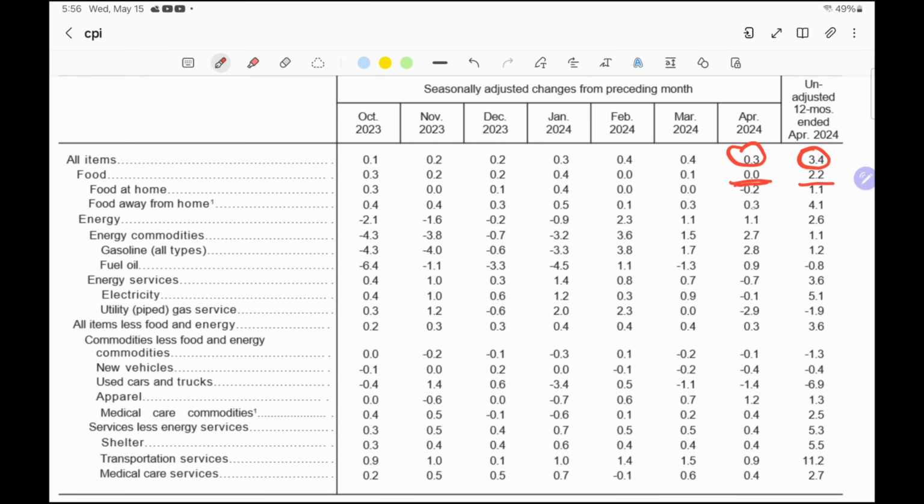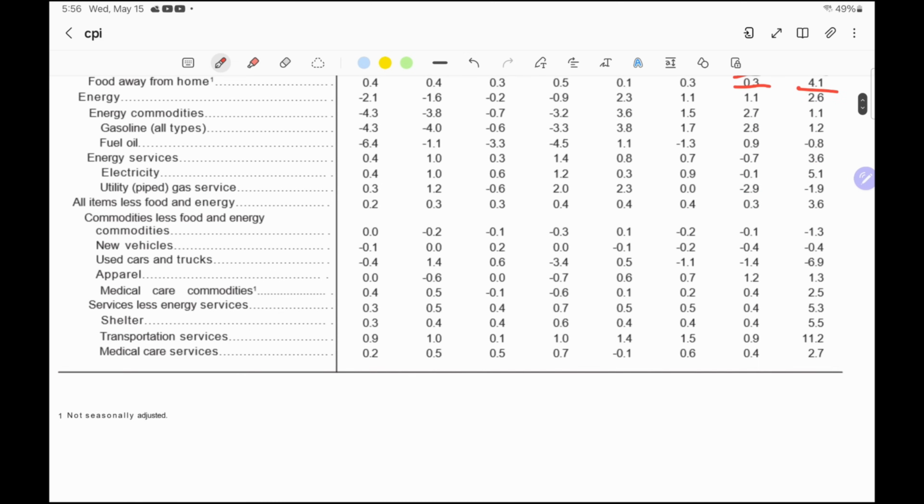And then we're looking at food at home. Food at home is actually down. So that's good. It's a minus 0.2%. So that means the cost of food items at the grocery store are coming down slightly, but they're coming down. So that's good news. And that's a 1.1% increase year to date. And then food away from home is a 0.3% increase. And then year to date, it's 4.1%. And so I just wanted to look at the food categories.